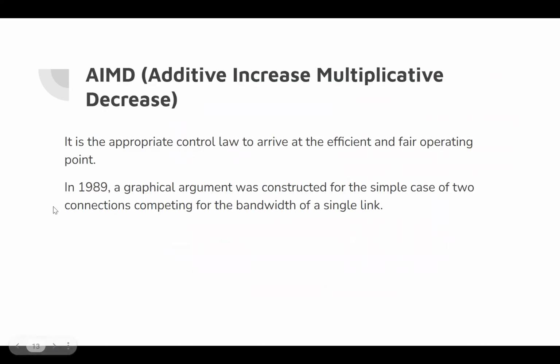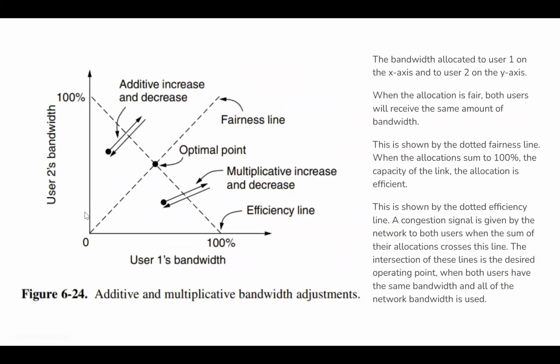AIMD, additive increase, multiplicative decrease, is the appropriate control law to arrive at the efficient and fair operating point. In 1989, a graphical argument was constructed for the simple case of two connections competing for the bandwidth of a single link. The bandwidth allocated to user 1 is on the x-axis, and user 2 on the y-axis. In this first case, when the allocation is fair, both users will receive the same amount of bandwidth. So it would be right about here, and that is shown by the dotted fairness line that I just showed.